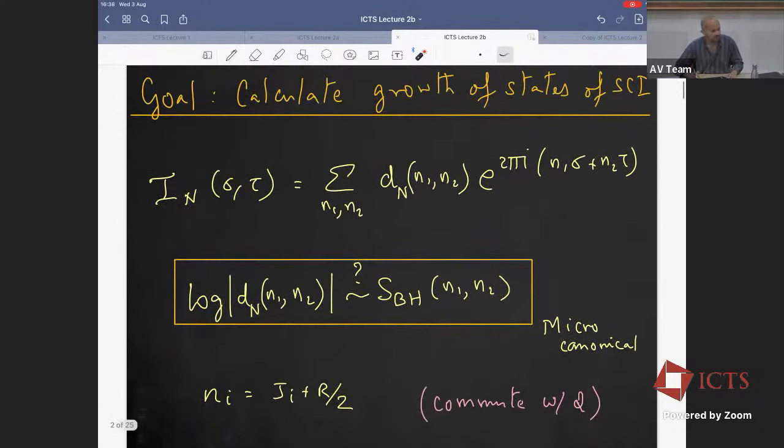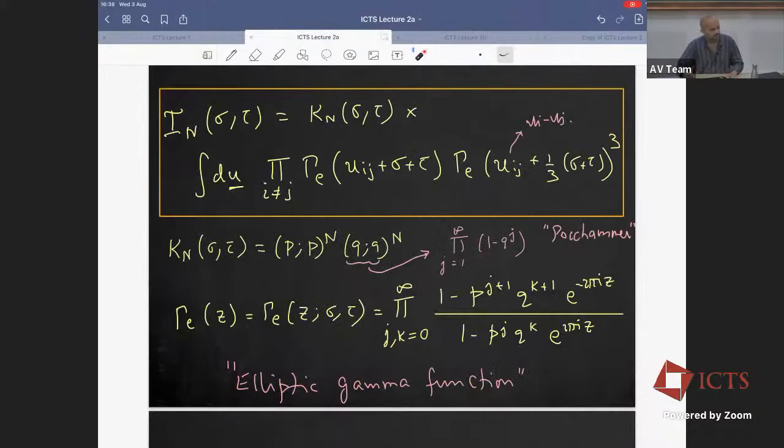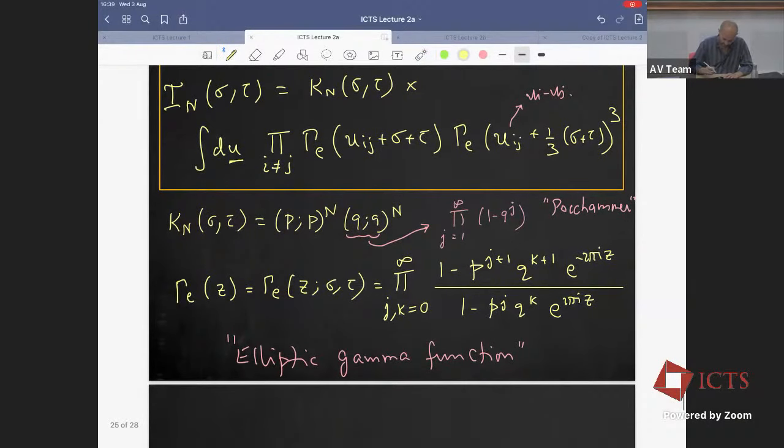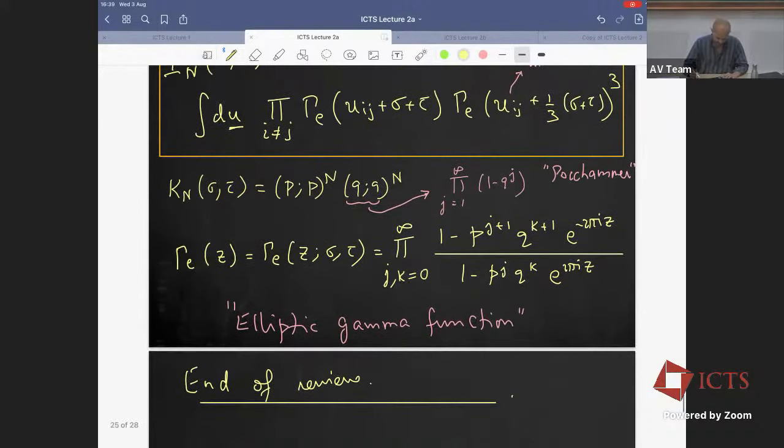Just to clarify, the expression you showed on the last slide, that was known from... This is all a review. It's true for any n. Absolutely, it's only a question of extracting the information from this. Precisely. So all of this was known.